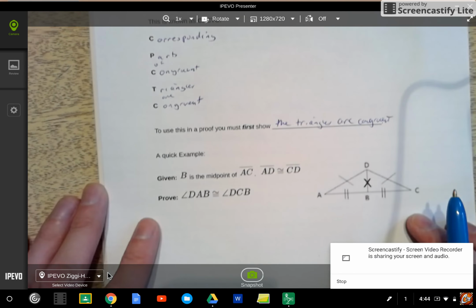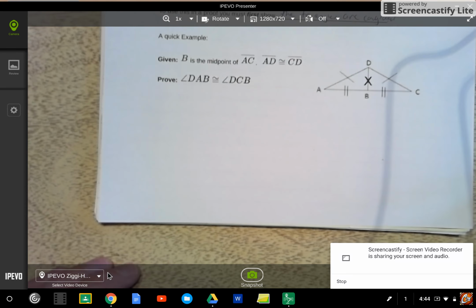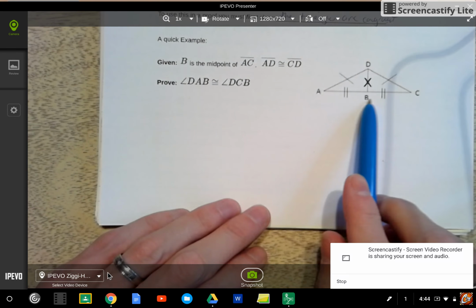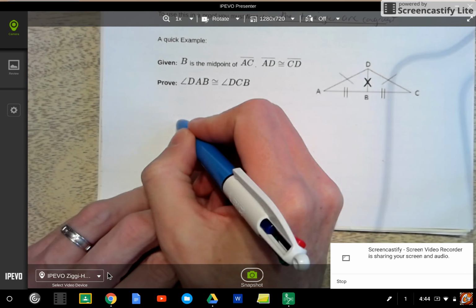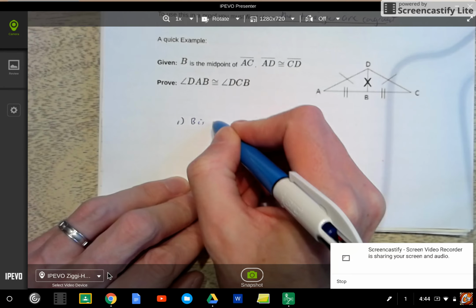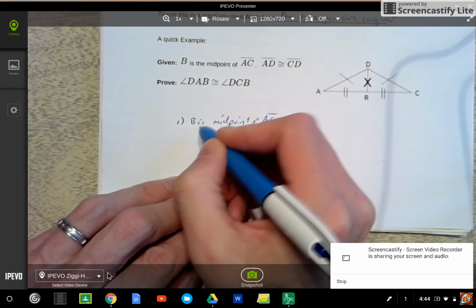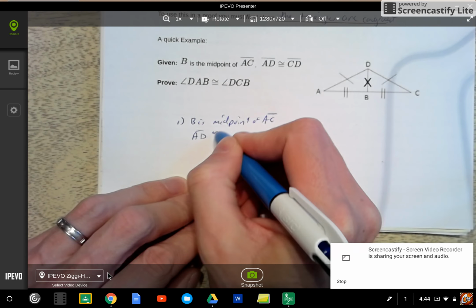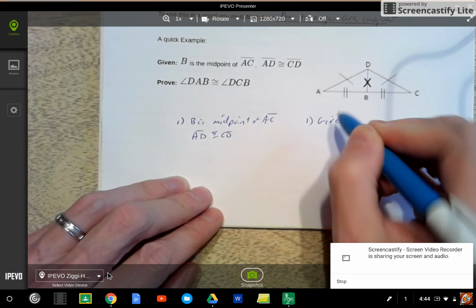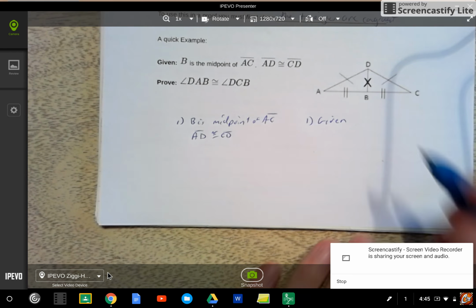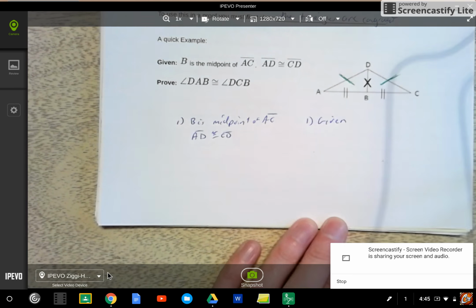So a quick example of how this gets used in a basic proof that you might see. So here we've got a proof. I'm given that B is the midpoint of AC. AD is congruent to CD. So we start our proof just like everything else. B is the midpoint of AC. AD is congruent to CD. And they've marked a lot of things in this already, but I'm going to mark them again so that I can mark them in colors. So AD and DC are congruent.